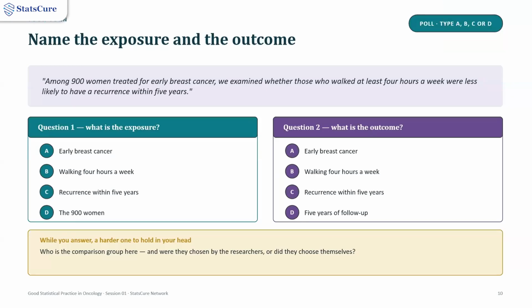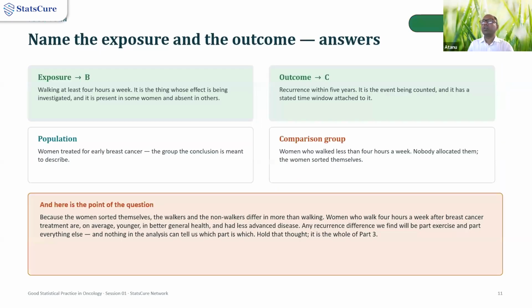We are just happy to have a conversation. The exposure is working 4 hours a week, and the outcome is the recurrence within 5 years. Perfect. That is very clearly defined, and it needs to be stated very clearly where we are going to make the proposal and the place to work on that. Perfect. Go to next.